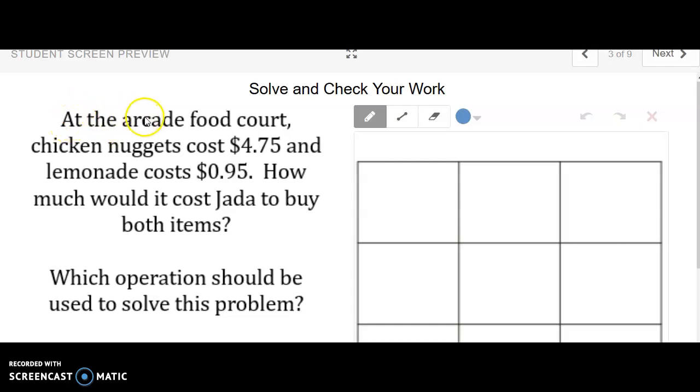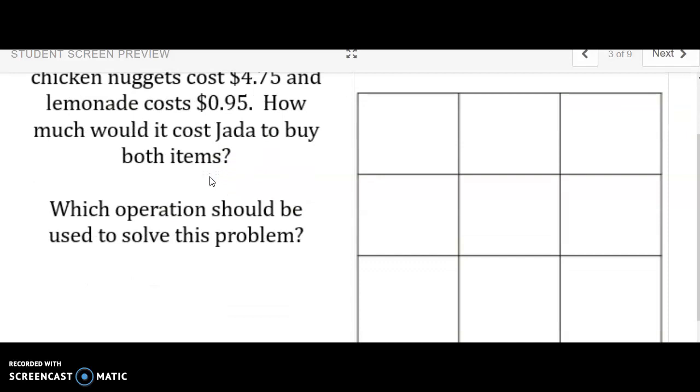It says at the arcade food court, chicken nuggets cost $4.75 and lemonade cost 95 cents. How much would it cost Jada to buy both items? Well, the first thing we need to do is think about which operation we need to use to solve this problem. So if she wants the chicken nuggets and the lemonade, we want to buy them both. So we're going to add them together. So we're going to use addition.